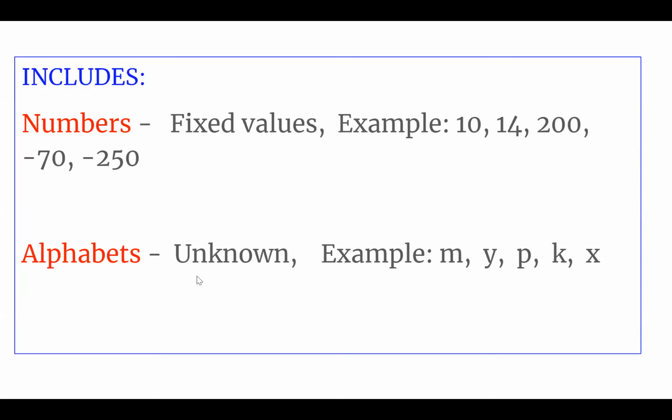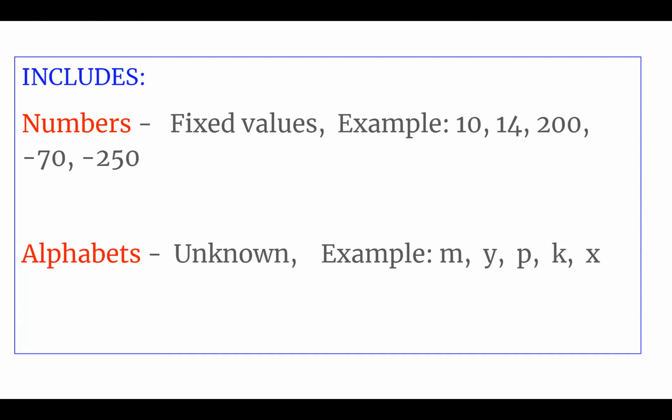Whereas alphabets are representing certain values in our expressions and mathematical statements, which are unknown, which we are still to find out. So we call them alphabets or variables, and they can be any variable. For example, I have chosen M or Y or P or K, or the most common one, X. So you will see how we will be using a combination of numbers and alphabets to solve certain problems.